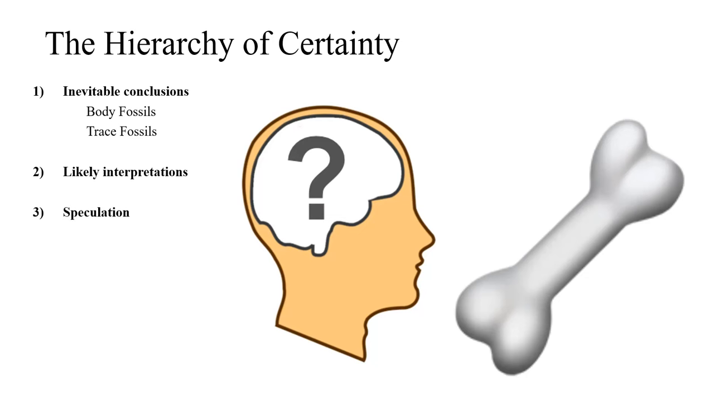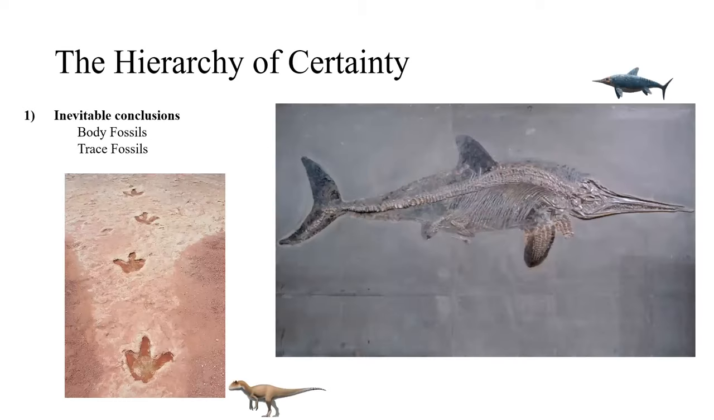Honestly, sometimes half the fun in paleontology is that balance of speculation, how far out on that limb you're willing to go to talk about the thing you're finding. It's really fun. So let's talk about a couple specific examples of that. Hierarchy of certainty wise, inevitable conclusions. On the right there is what we call a body fossil. A body fossil is any actual remains of the organism's physical form. Bones, skin impressions, teeth, shells, wood, all of those things are body fossils. It's literally the organism itself.